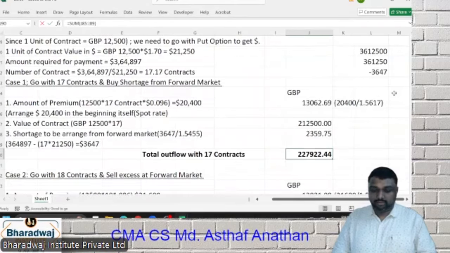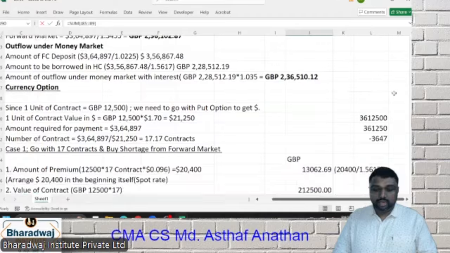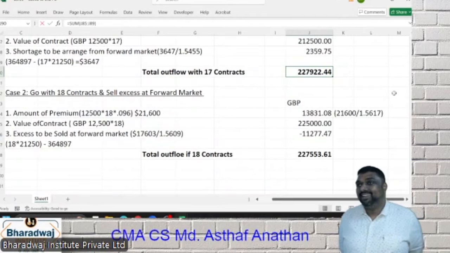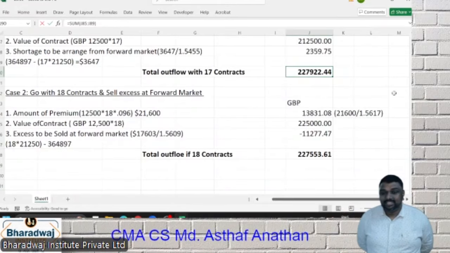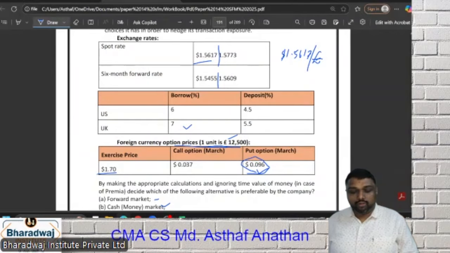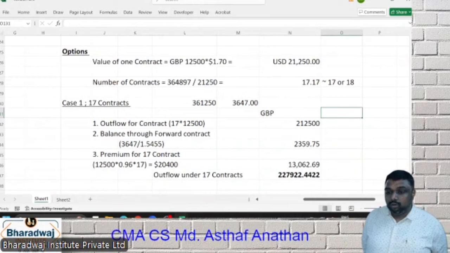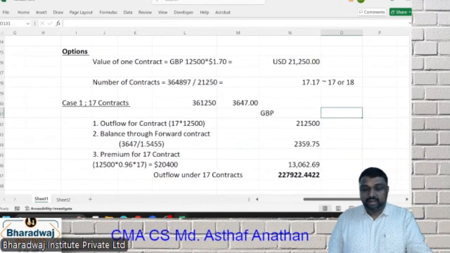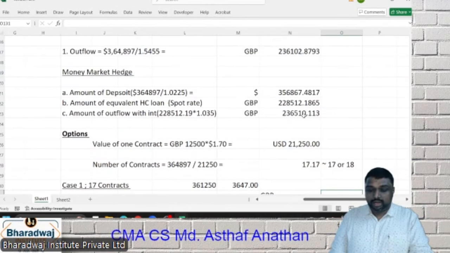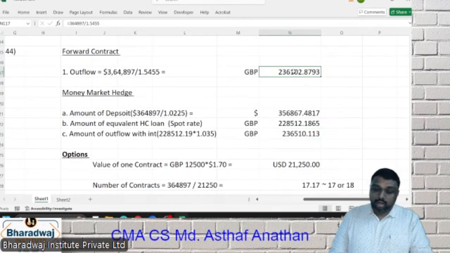236. So which is best? We get the lowest in the 18 contract, so we have to go for the 18 contract. Some friends will think that we won't go for the 18 contract, we'll go for 17 itself. But among all these, the 17 contract is 227992 only, under money market it is 236, forward also 236.